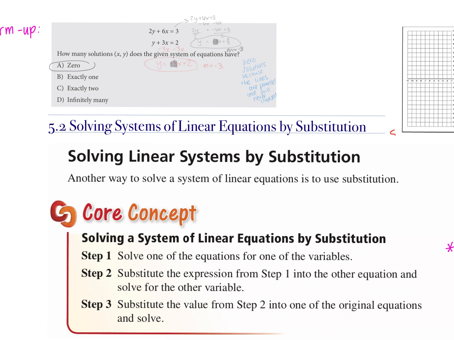You would plug it in with the point, right? But what would you need to do before you find the point? Graph it, okay? You would need to have the slope and the y-intercept, right? Now we are not going to graph it. We're not going to use a graph at all. We're going to use a method called substitution, okay?